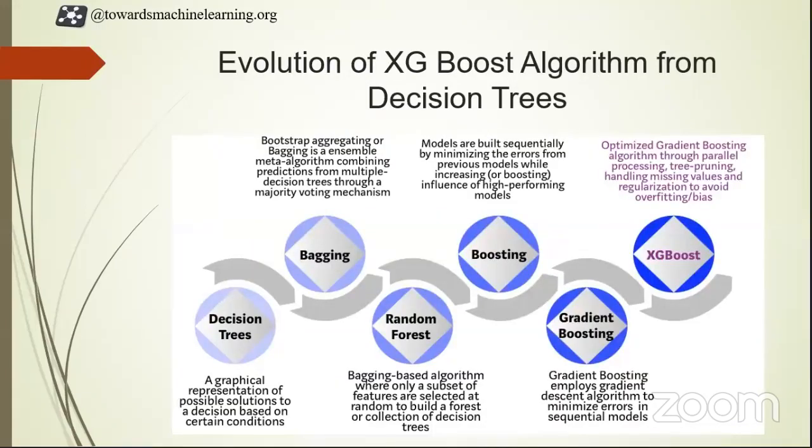So this is the evolution of the XGBoost algorithm from decision trees. Starting from decision trees, then bagging, random forest, boosting, then gradient boosting, and at last we have got the optimized gradient boosting algorithm. This is how XGBoost has evolved.